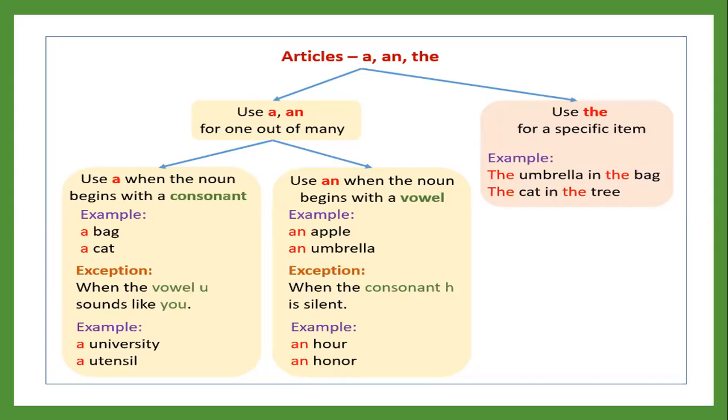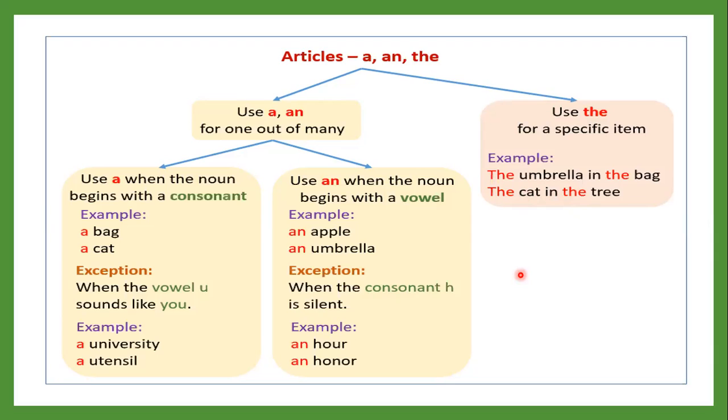Okay, is that clear? Moving to the is used for the specific items. Now see, the umbrella in the bag. Now you will say umbrella is a U. Again, why am I writing the umbrella? Because I am talking about a specific umbrella. I'm not talking about any umbrella. When the thing becomes specific, then the article becomes definite, and that is the. We use the, the definite article, with specific items. The cat in the tree. There's a specific cat that I'm talking about and a specific tree. Clear? Any questions regarding this?